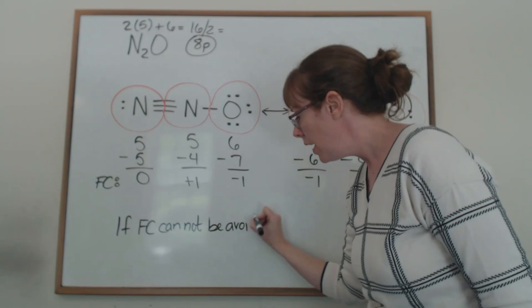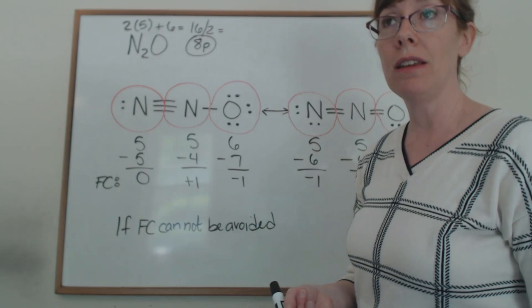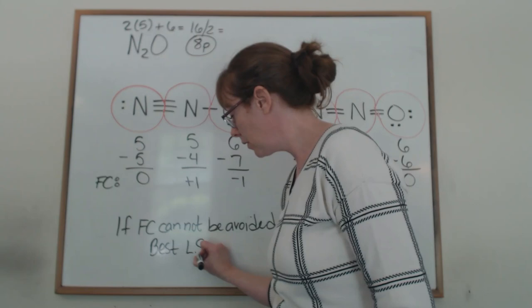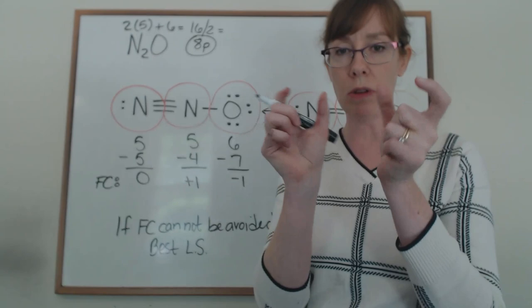In other words, for the life of you, you can't figure out a Lewis structure, and nobody can, that has no formal charge on any of the atoms. And that does happen plenty of times. If formal charge cannot be avoided, then the best resonance structure, Lewis structure is the more general term, resonance structure is the concept of alternate Lewis structures for the same molecule.